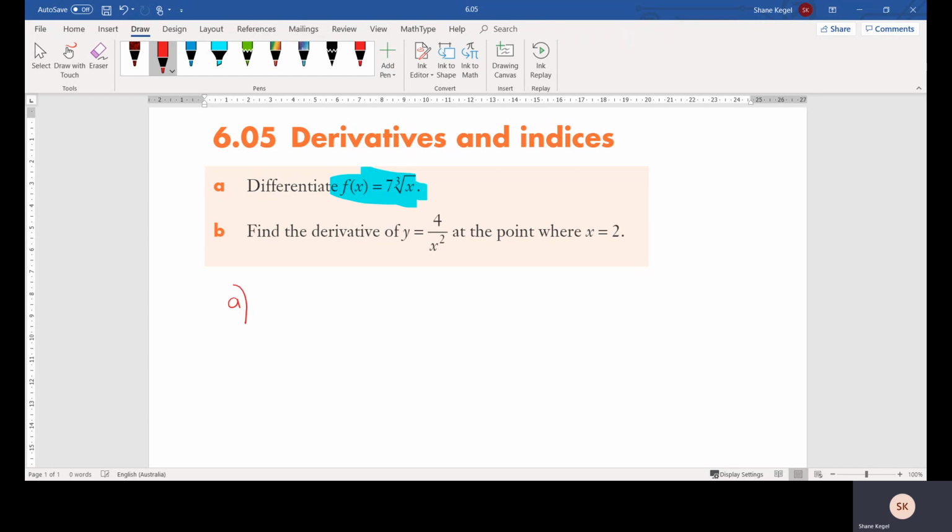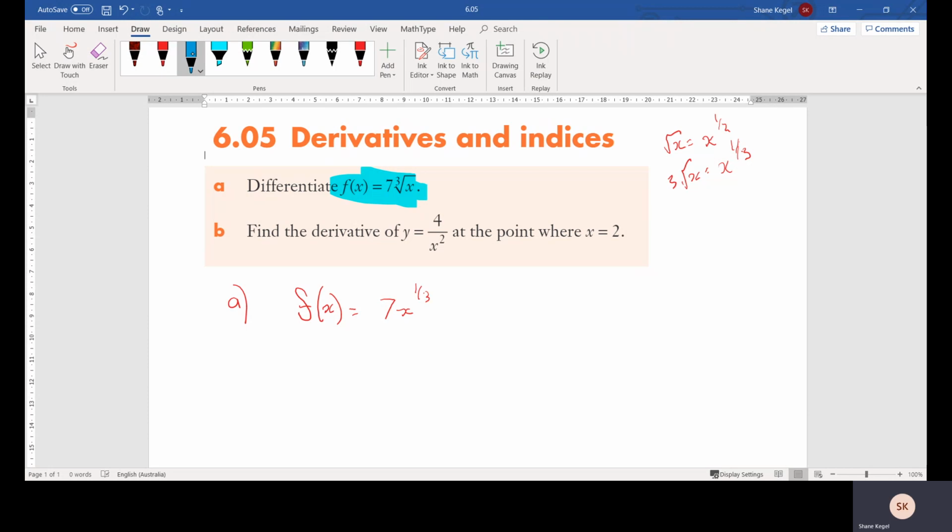But what I need to do is use my knowledge of indices. When I'm taking the square root of x, the square root of x is the same as x to the half, isn't it? The 2 on the denominator tells us that that's a square root. So we're looking at the cube root of x, which is x to the power of a third. We're not taking just the square root, which is indicated by the 2 on the denominator. We're taking the cube root. So I'm going to convert this function to its index form: 7x to the third.